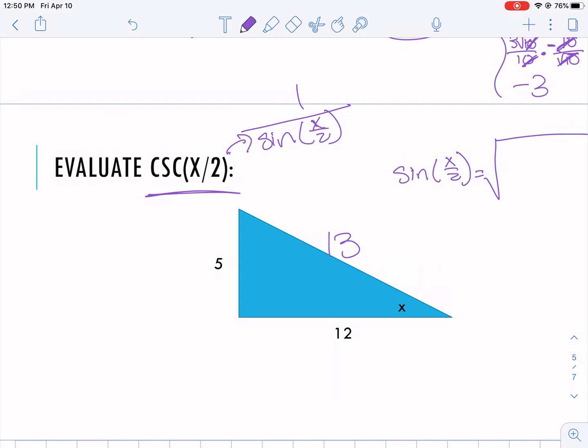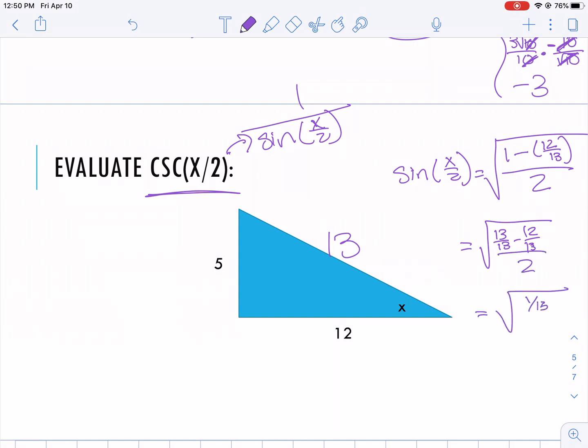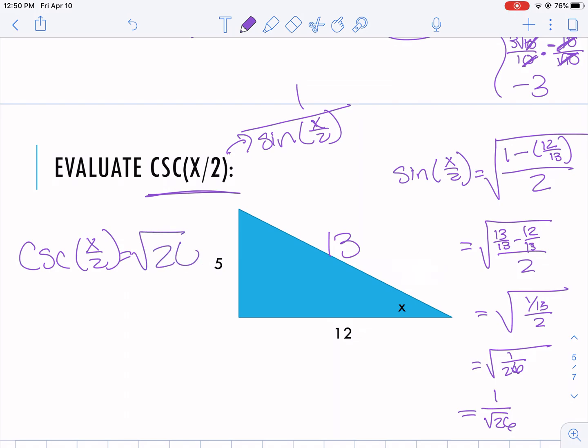Let's do the sine of x over 2, which here it's 1 minus cosine, so 12/13 all over 2. So we have 13/13 minus 12/13 over 2. So 1/13 over 2. So 1 over 26, which if we broke that out, it's 1 over the square root of 26. And remember, cosecant is the reciprocal, so I don't need to worry about rationalizing my denominator, and so it would just be the square root of 26.